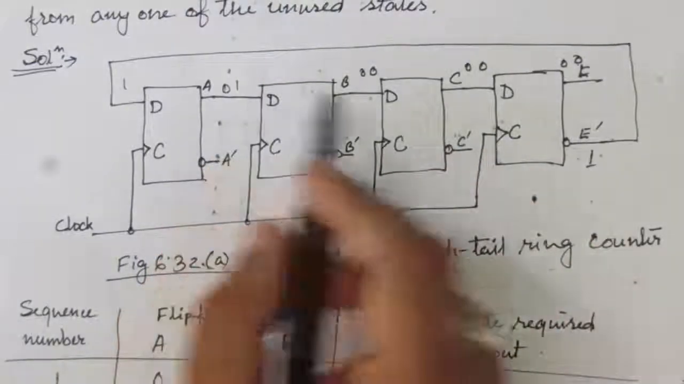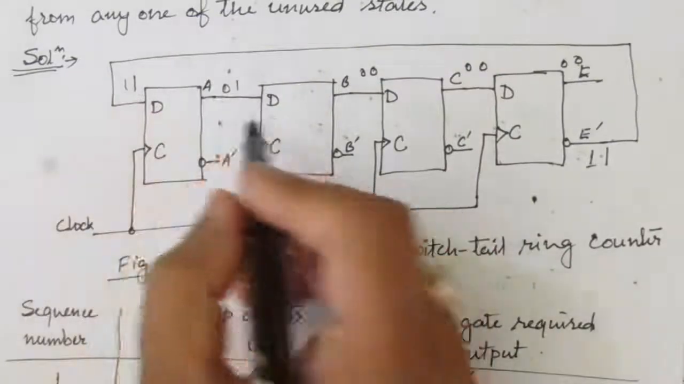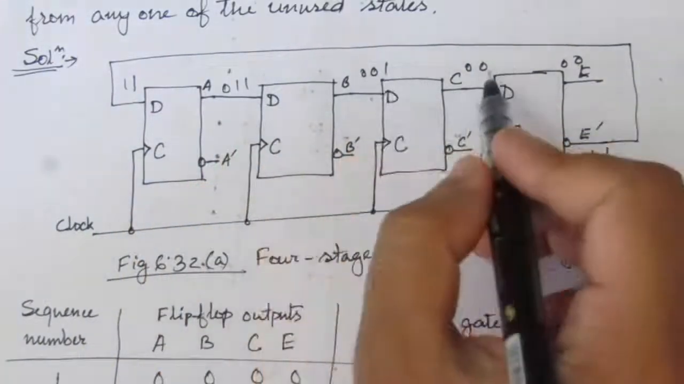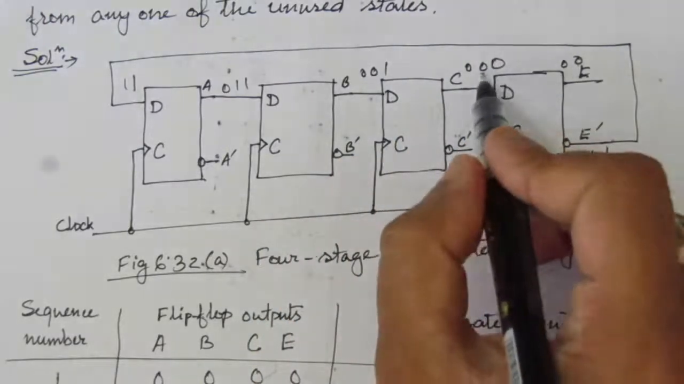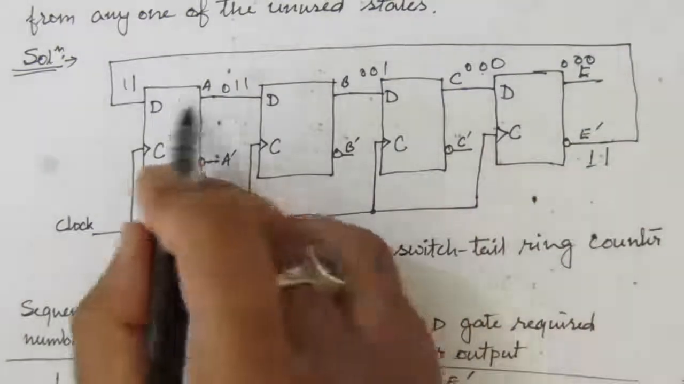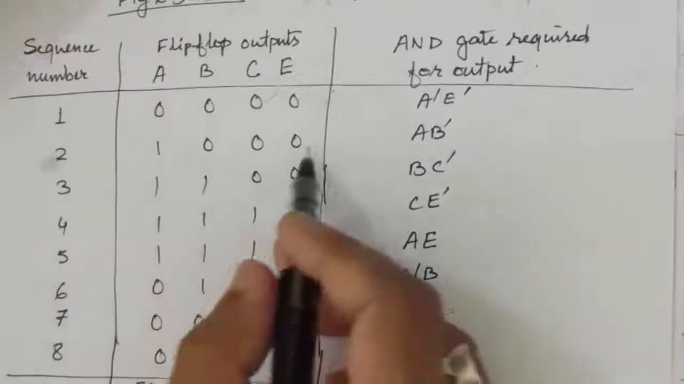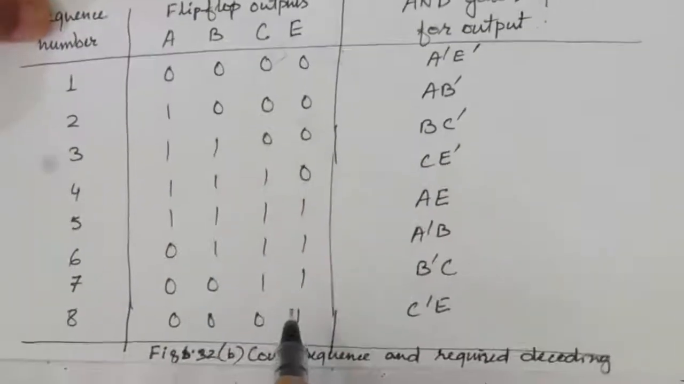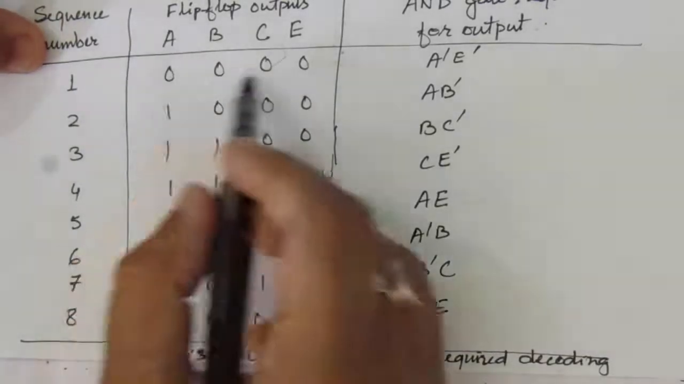And when we have 1, 0, 0, 0, this is again 0, so it will be 1 again. So here we'll have 1 again. This 1 will again come here, and this 0 will come here, and this 0 will come here. So here we'll have 1, 1, 0, 0. So after 1, 0, 0, 0, the next state is 1, 1, 0, 0. And these are the used states. That means after 0, 0, 0, 1, it will again go to 0, 0, 0, 0.